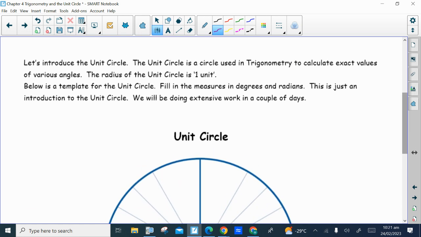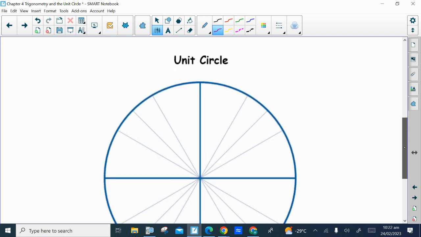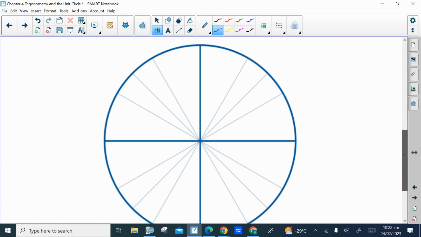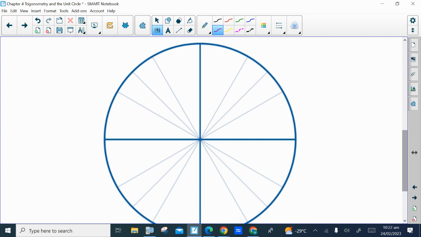You saw it back in 20-1 along with those special triangles. But the key to the unit circle is that it has a radius of 1. A unit circle is a circle with a radius of 1 unit. So we've got this template below. We want to fill in the measures of the rotation angles in both degrees and radians. This is just an introduction, or if you want a review, because you would have seen this in 20-1 of the unit circle, as we go around in angles in terms of degrees as well as in terms of radians.